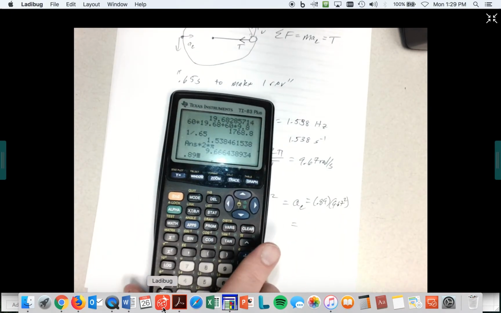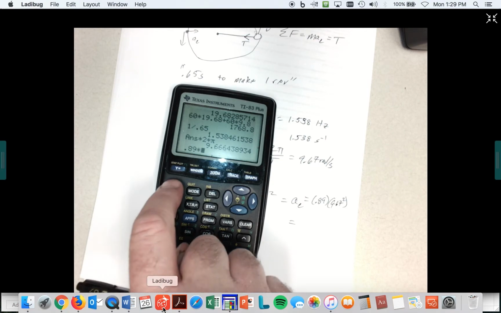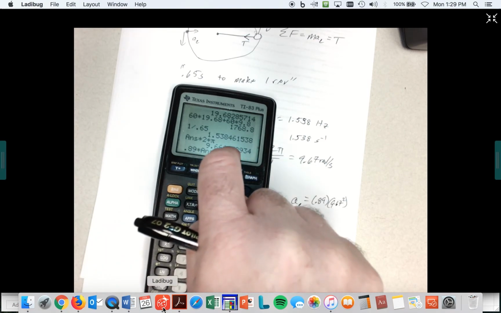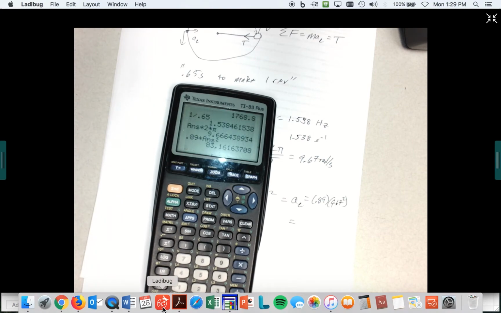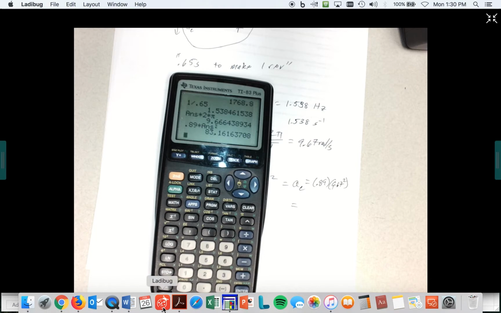I'll just let you see what I'm doing. 0.89 times the second answer; in other words, I'm taking that 9.67, squaring it. Whoa! That's about 9 g's. That thing's going to have a pretty good tension. Times the mass of the thing, which is 0.085.